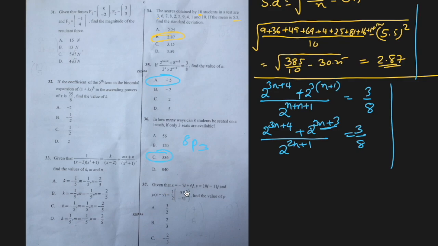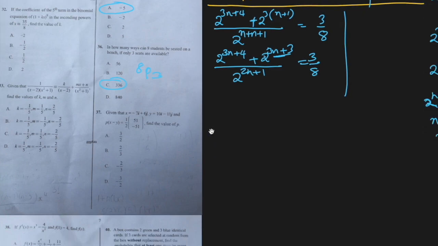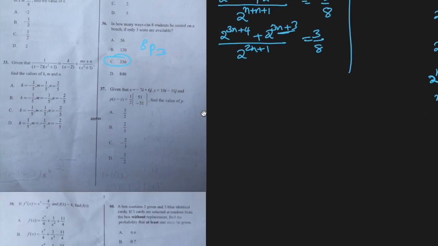Given that x equals minus 7i plus 6j, y equals 10i minus 11j, and px minus y is this, find the value of p. Okay, so we'll substitute x and y with their given values. So p times negative 7i plus 6j, minus y, minus 10i minus 11j.